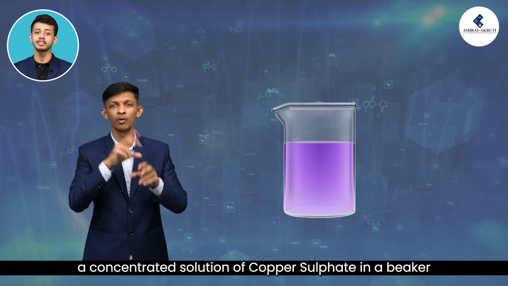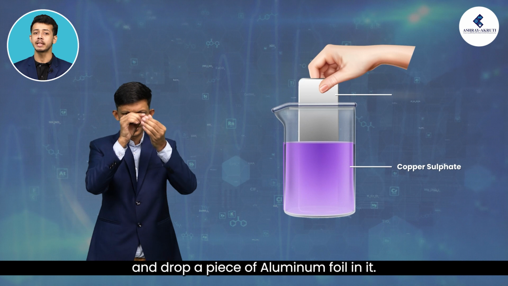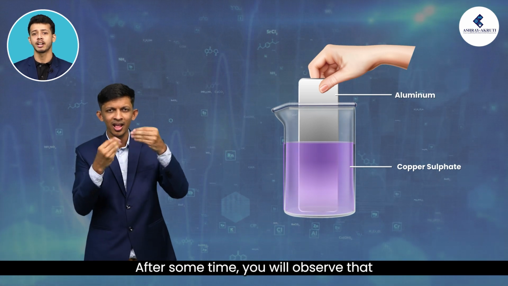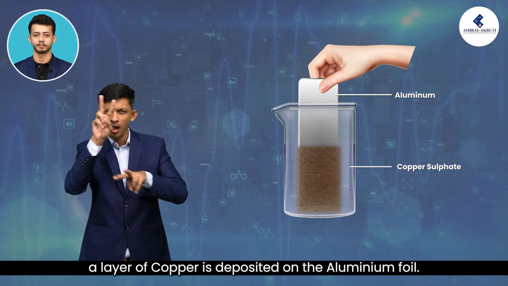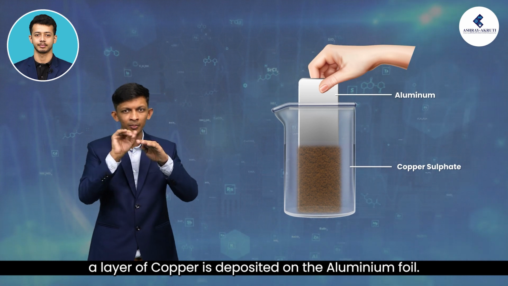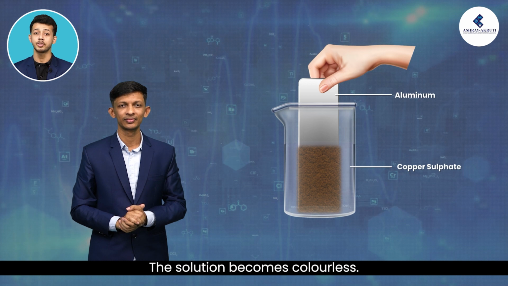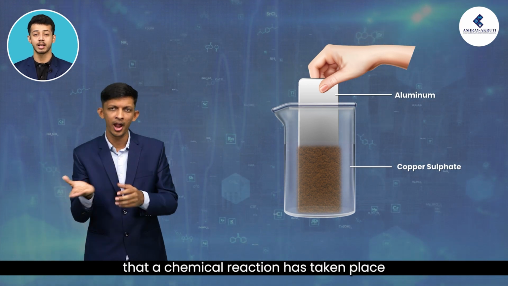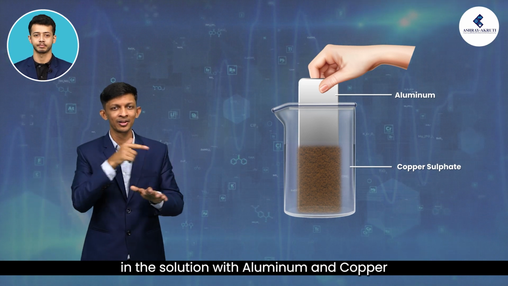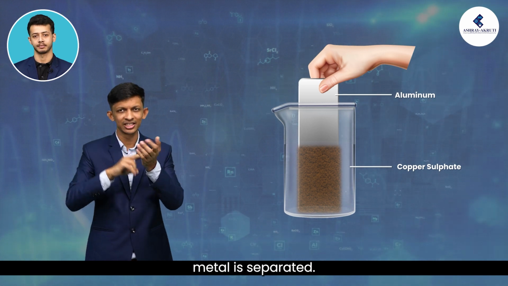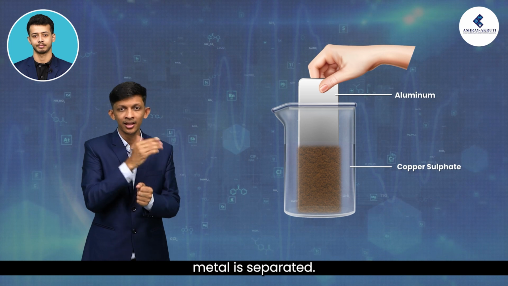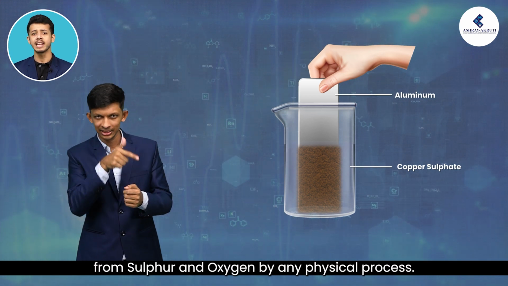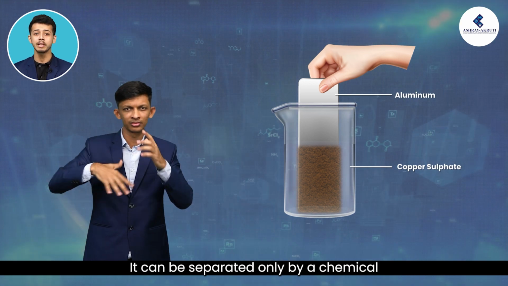For example, take a concentrated solution of copper sulfate in a beaker and drop a piece of aluminium foil in it. After some time, you will observe that a layer of copper is deposited on the aluminium foil. The solution becomes colorless. We come to know that a chemical reaction has taken place between the copper ion present in the solution and aluminium, and copper metal is separated. Copper cannot be separated from sulfur and oxygen by any physical process. It can be separated only by a chemical reaction.